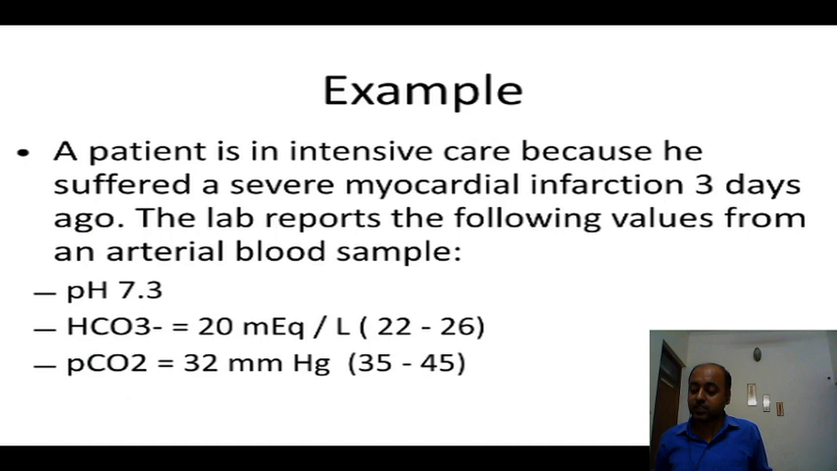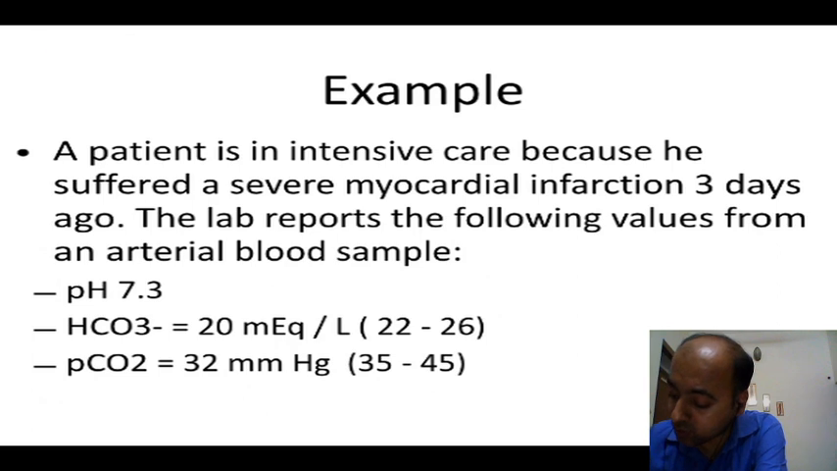A patient is in intensive care because he suffered a severe myocardial infarction 3 days ago. The lab reports the following values from an arterial blood sample: pH 7.3, bicarbonate is 20 milliequivalent, normally it is 22 to 26, and pCO2 is 32, normally it is 35 to 45. What should be the answer? You'll have to write the answer. I'm not giving the options. Your answer should have two parts.